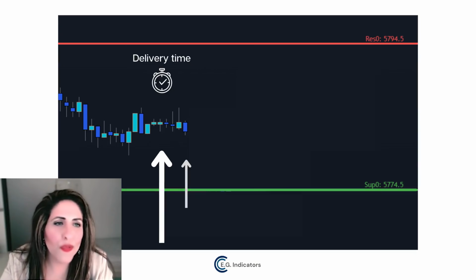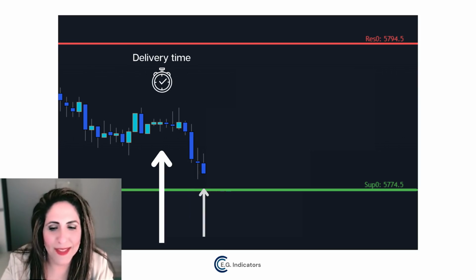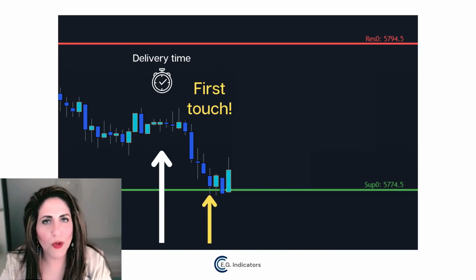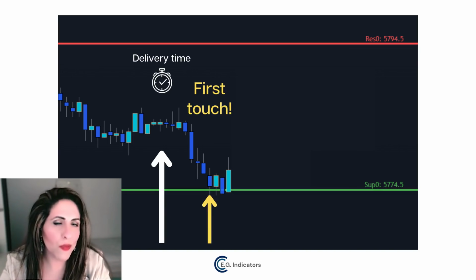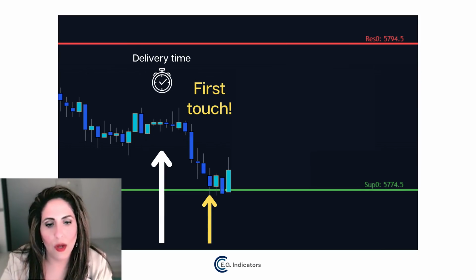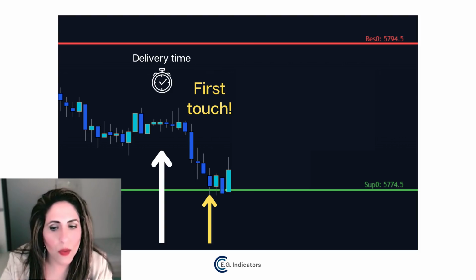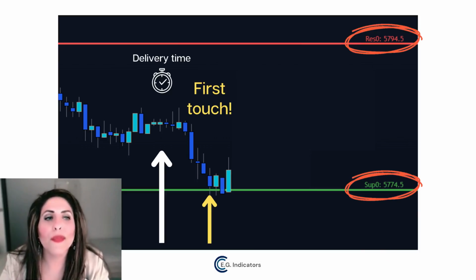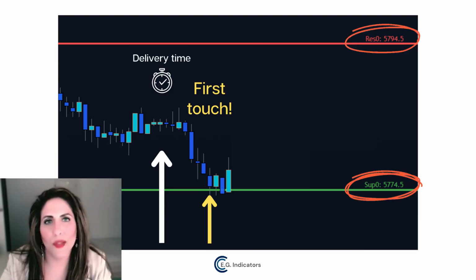And then if you follow the market, just like this, is the first touch. And we spoke about the first touch rule several times, and today I will explain it more deeply. So this is the first touch of our support level. So sub 0 and res 0 are basically the first lines the price can reach.